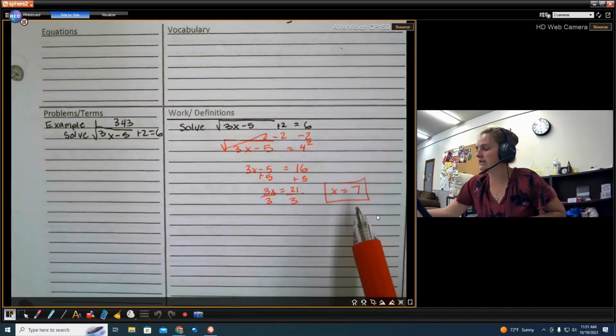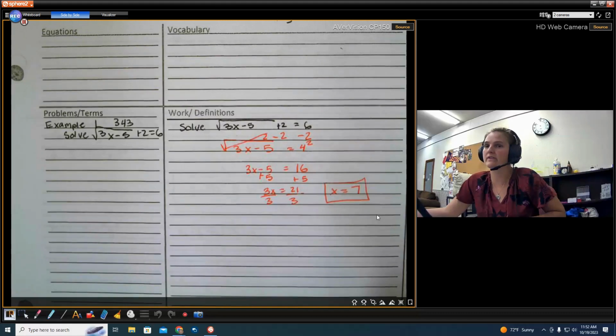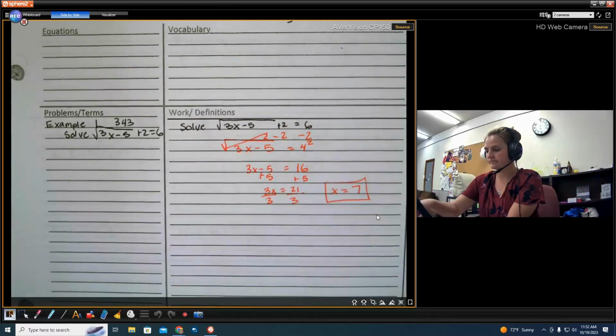So as long as we plug this in and we don't get a negative under that radical, we're fine. And again, it's only even radicals that have that problem. If it's like a cube root or a fifth root or a seventh root, it won't have that problem. Okay.